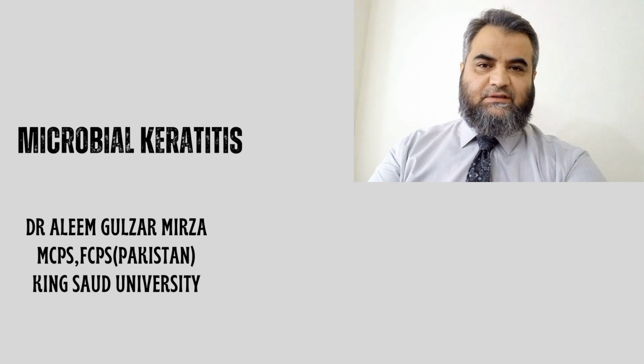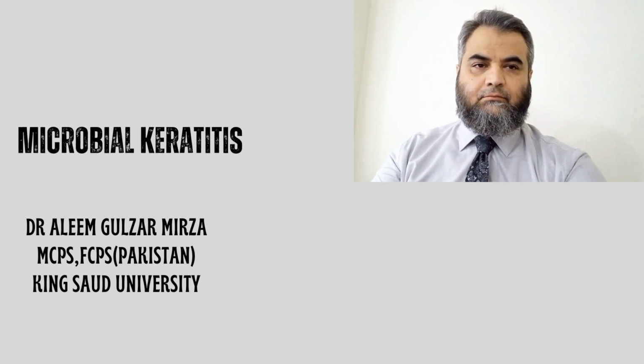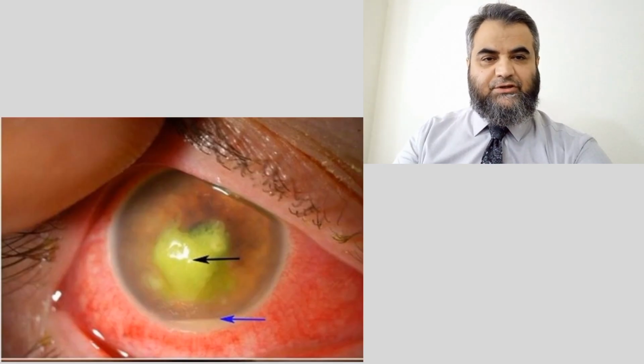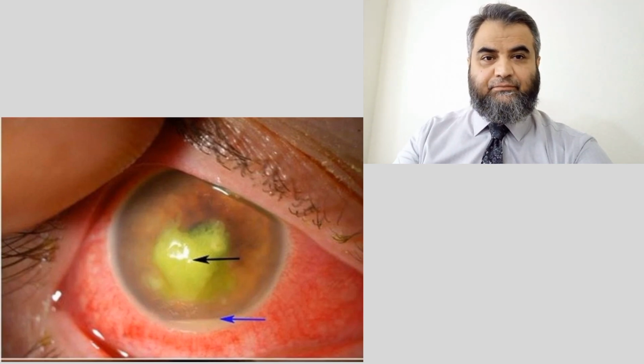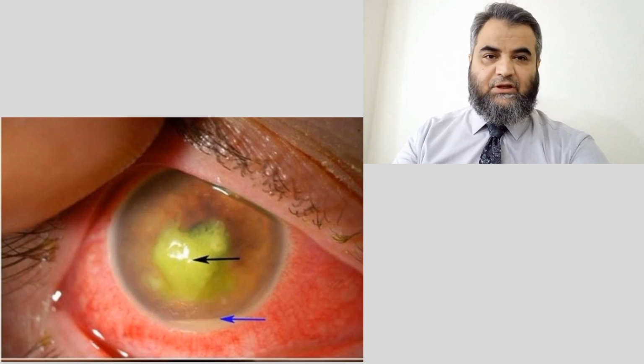Today, my topic of discussion is microbial keratitis. This is an anterior segment photograph of a patient suffering from microbial keratitis. We can see deep ciliary congestion, a red inflamed eye, and a large central corneal abscess occupying the visual axis, and along with that there is an inferior hypopyon, a collection of pus.